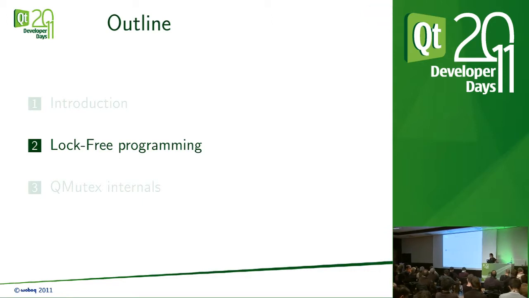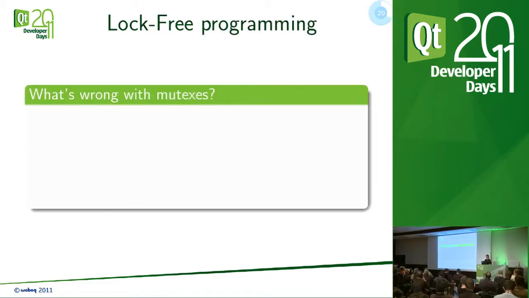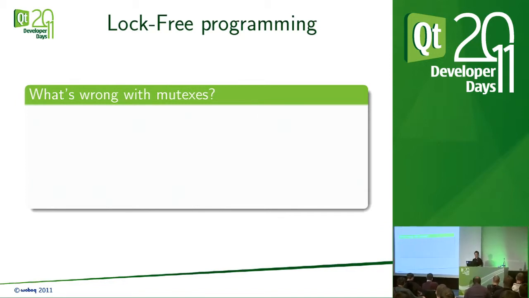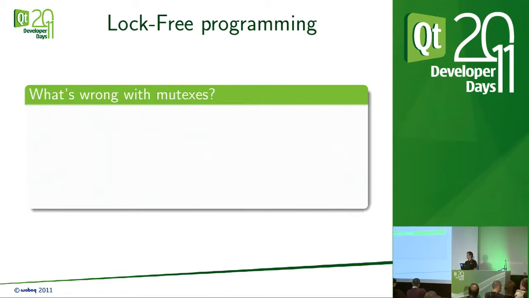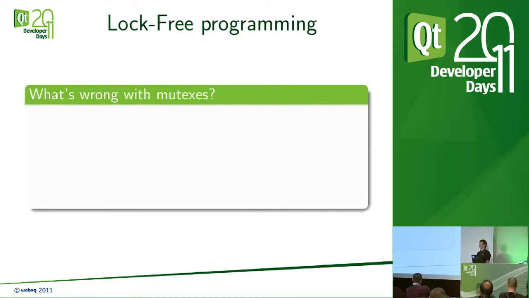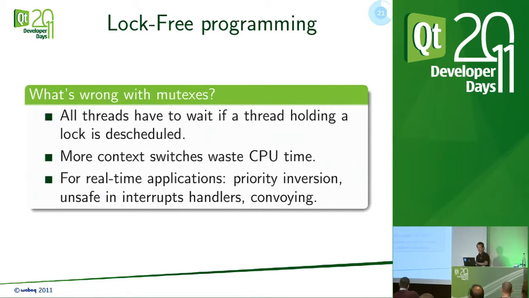And now the second part of this talk, lock-free programming. What is it? Lock-free programming is basically to try to do your algorithm without any lock. So what are the locks? That's basically the mutexes. And what's wrong with the mutexes? Well, they're fine. Most of the time, it's just the right thing to use. So don't take my talk as I should never use mutex. That's not true. They're perfectly fine. But there are some problems.